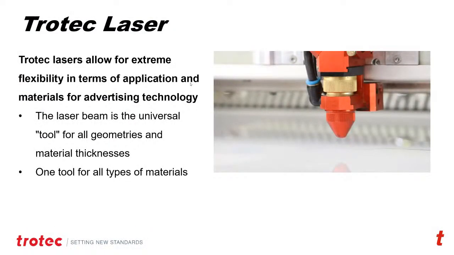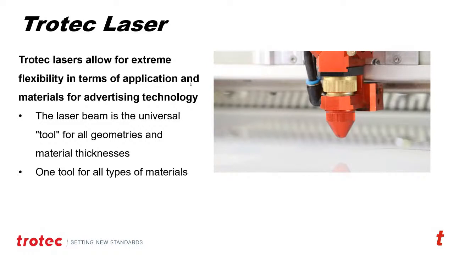Lasers allow for extreme flexibility in terms of applications and materials for advertising technology. The laser beam is a universal tool for all geometries and material thicknesses. So basically you have one tool for all types of materials. Instead of having a printer that pretty much all it does is print onto materials, a laser can engrave, cut, mark, and process a vast amount of materials, so that you can create all these unique types of signs and do things that you just cannot do in other ways.